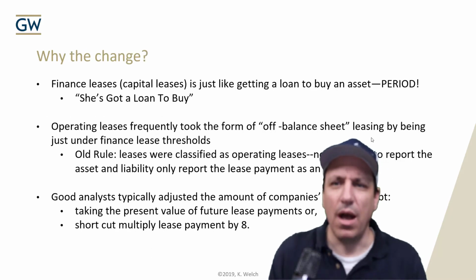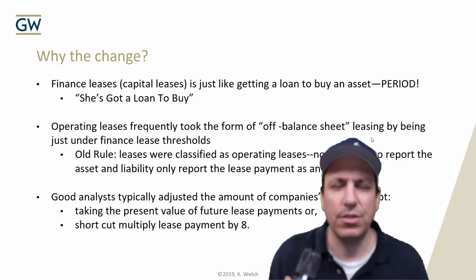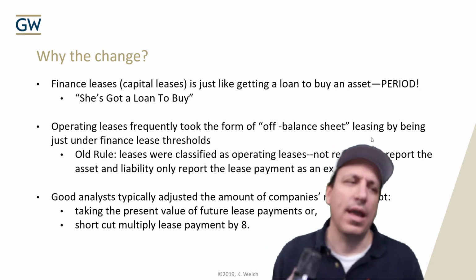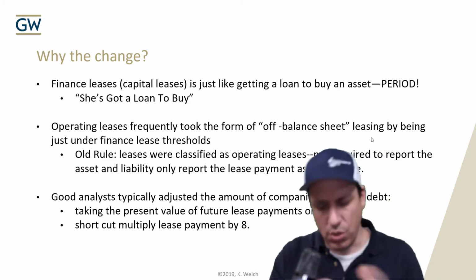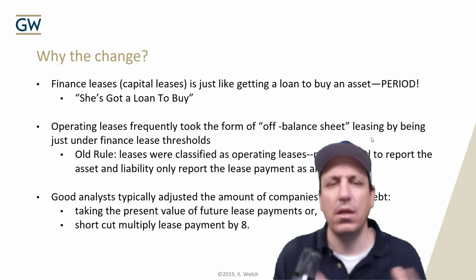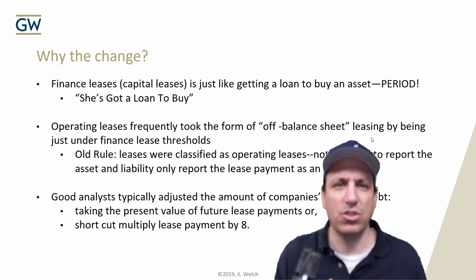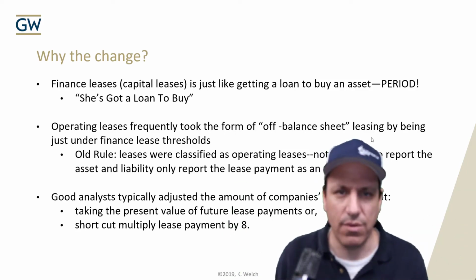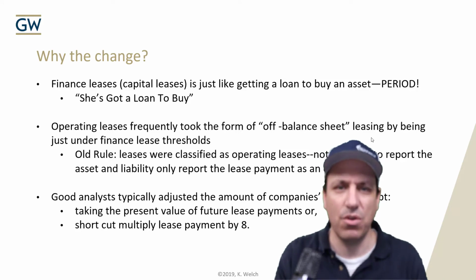So why did they do the change? Like I said, people were gaming the system, all right? And operating leases were the ones that you kept off the books. People were basically saying, do you know what? We're going to try to keep things off the books so that we can say that, look, we're making a ton of cash flow, but we don't own anything, right? We don't have any assets under our control.